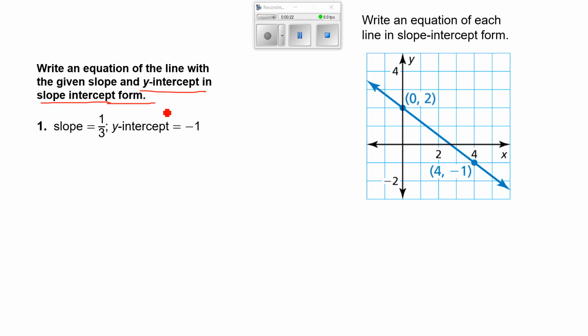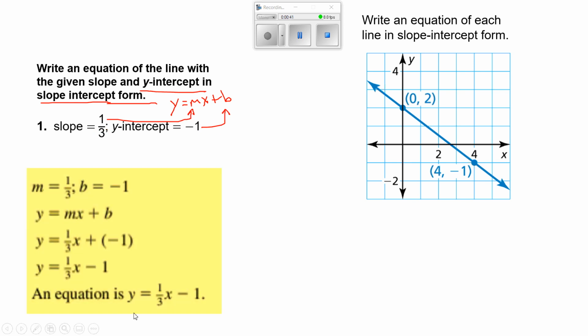slope-intercept form, right? So this is y equals mx plus b. We know that the m is going to be our 1/3 because that's our slope, and our -1 is going to be our b. So this is simply going to be y equals 1/3 x minus 1. And there it is, y equals 1/3 x minus 1. They replaced the slope m with 1/3 and the y-intercept b with -1.